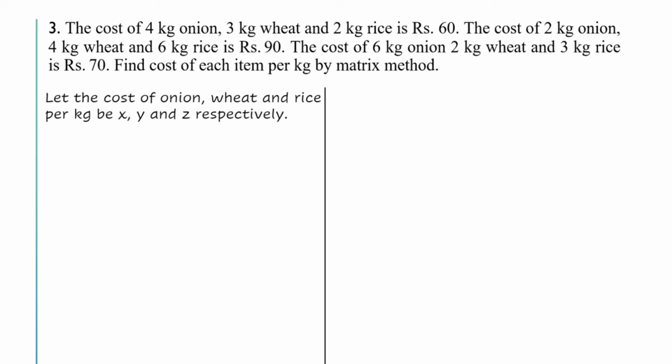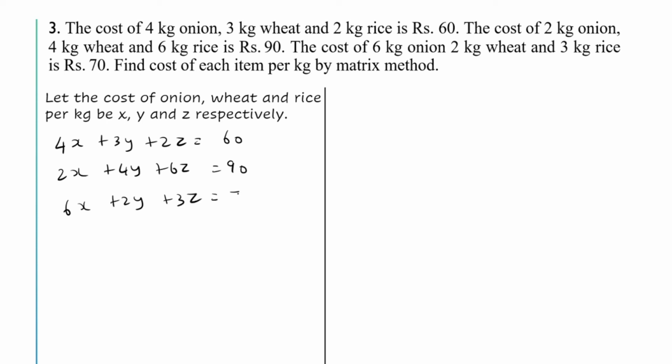Now let us write all these statements in the form of equations. So it is given: 4x + 3y + 2z = 60, then 2x + 4y + 6z = 90, and 6x + 2y + 3z = 70.